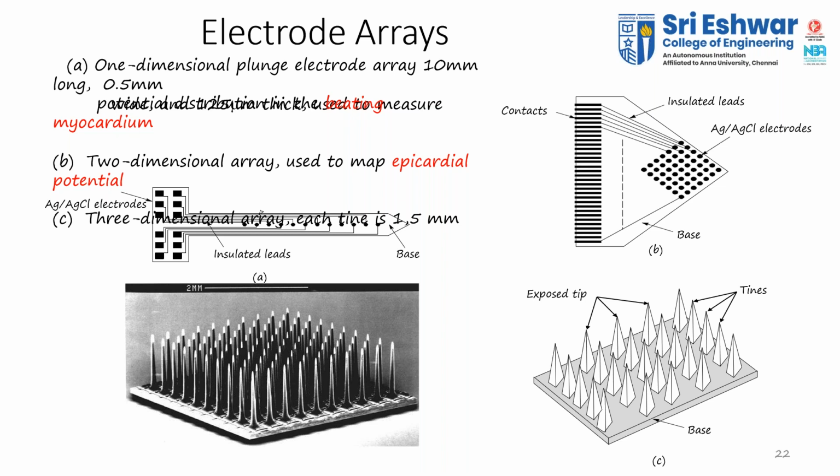We have put many electrodes in a single arrangement, so that it is used to extract the signal out of many cells at the same time. This is the electrode array. You can see here the exposed tip, which is going to measure the activity of cells.